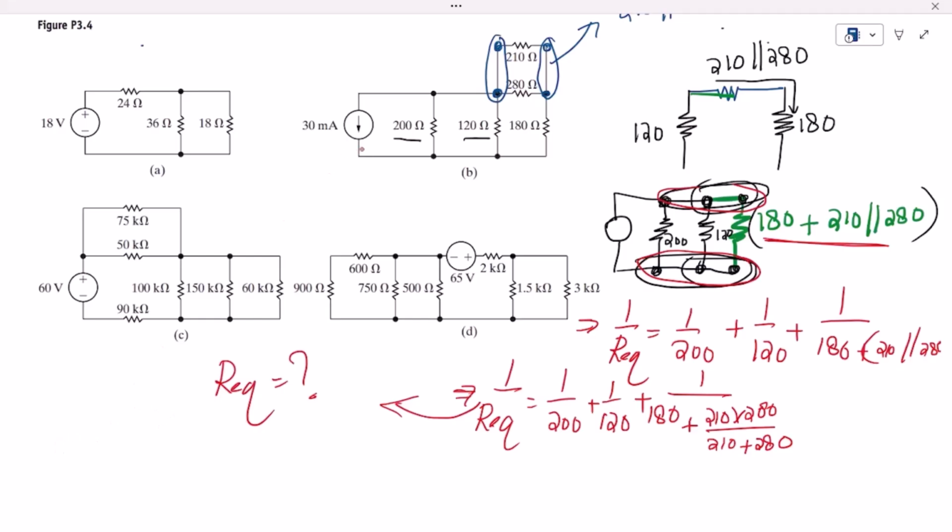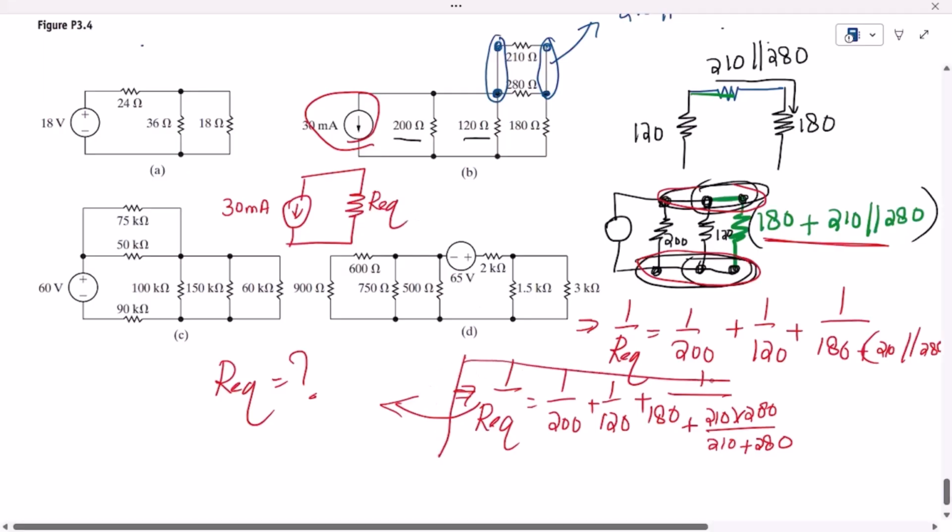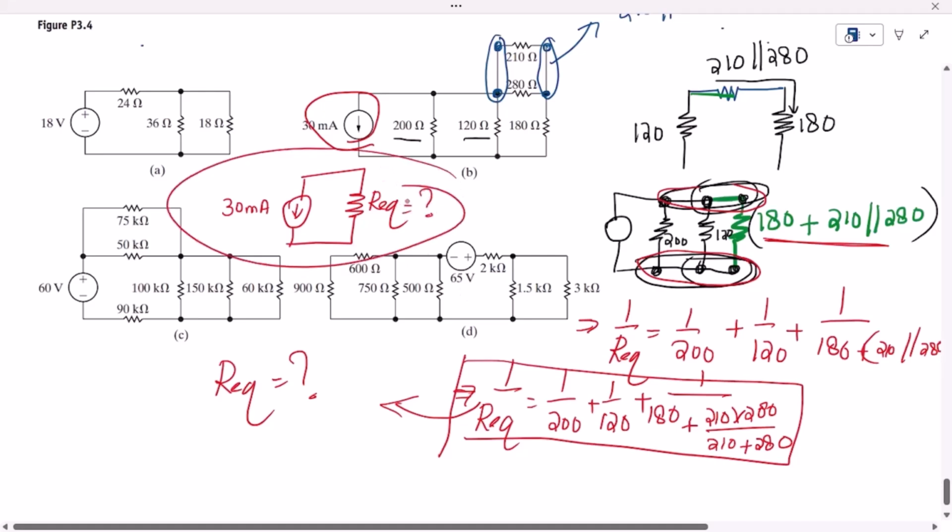This is the current, which is 30 milliamps. And with it, this R equivalent will be in series, which is this calculation here. You can find it out and give the answer here. So this is your task: to calculate it and give me the answer.